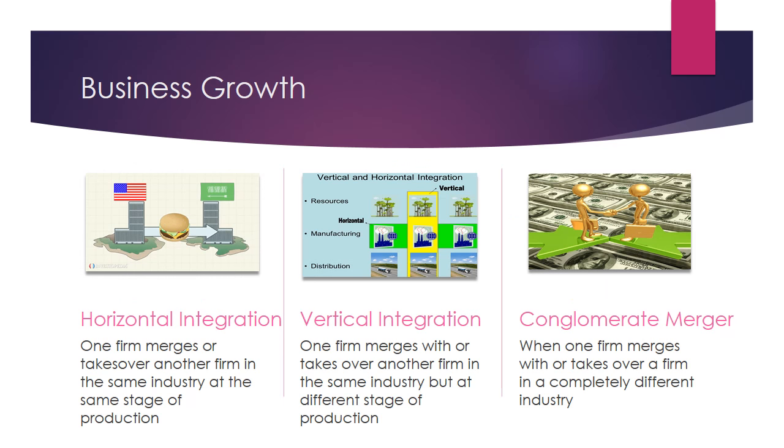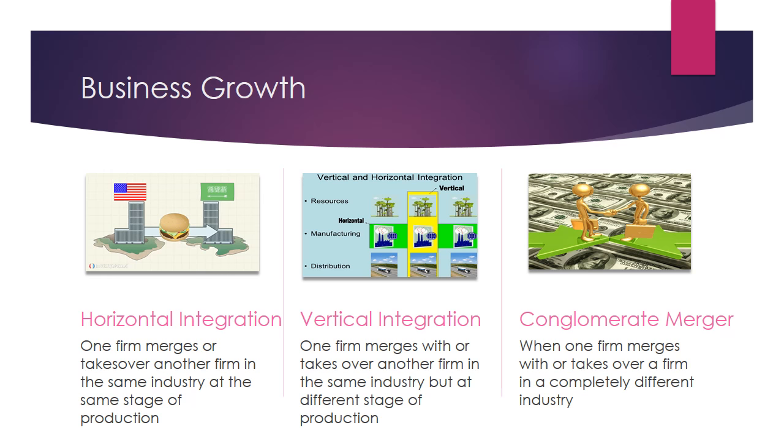So external growth could be in three forms. They could be horizontal integration, vertical integration, or a conglomerate merger. Horizontal integration is where one firm merges or takes over another firm in the same industry at the same stage of production. So the same industry, meaning if you're in the fast food industry, it should be in the fast food industry. If you're in the automotive industry, it should be in the automotive industry.